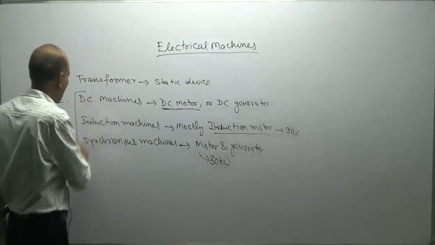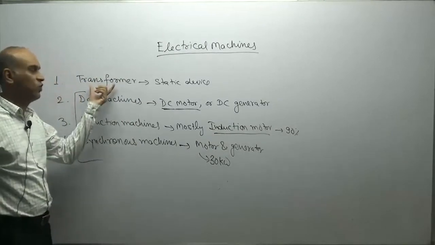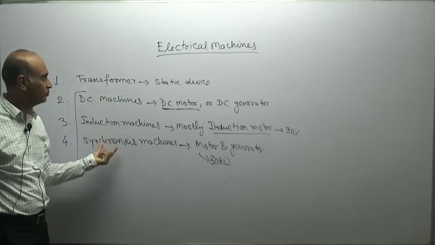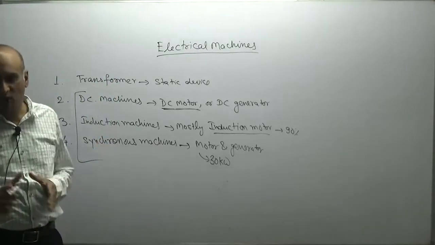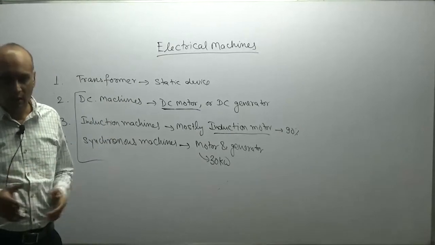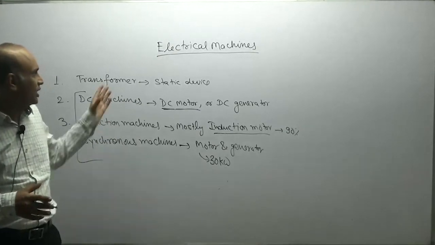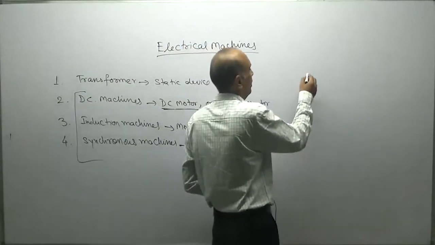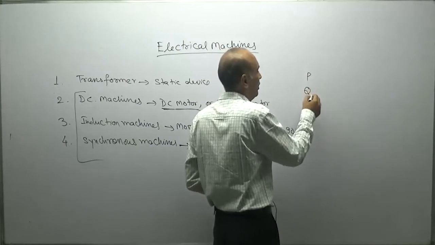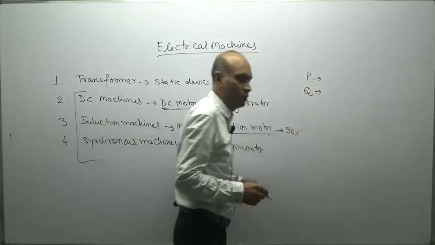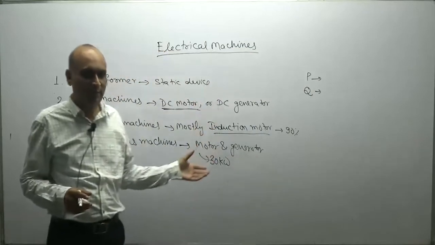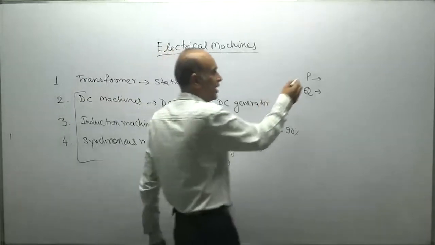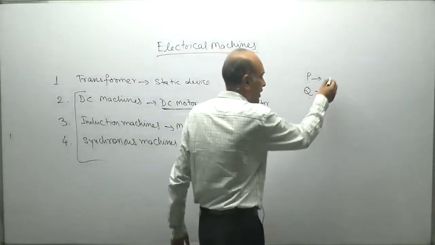And these are generators and motors all. Transformer is the static device. Its application is different from all these 3. So, we will start from the transformer today. And before starting the transformer, I want to explain first, what is the active power and what is the reactive power. Before starting the electrical machines chapters, I want to explain what is the active power and what is the reactive power.